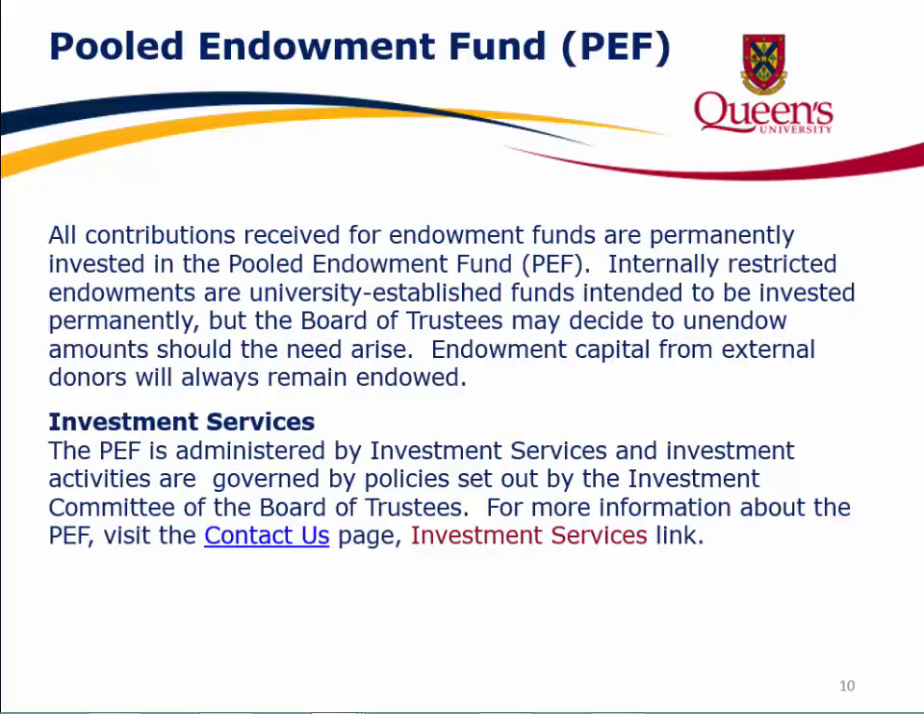Pooled Endowment Fund, also known as PEF. All contributions received for endowment funds are permanently invested in the Pooled Endowment Fund. Internally restricted endowments are university established funds intended to be invested permanently, but the Board of Trustees may decide to unendow amounts should the need arise. Endowment capital from external donors will always remain endowed.